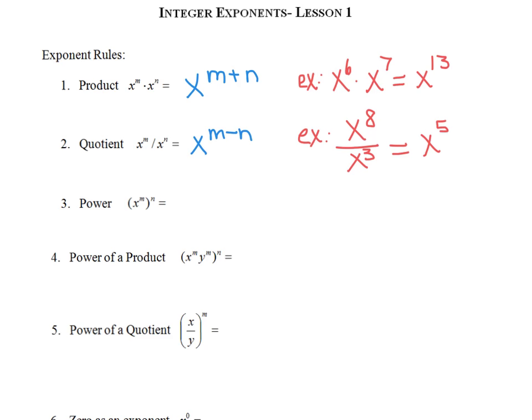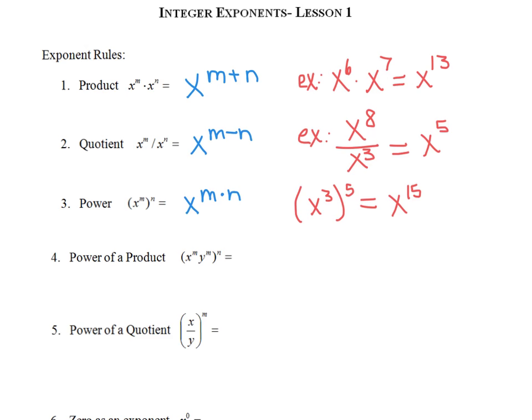For the third rule, we're raising a power to a power, and when we have a power raised to a power, we multiply those powers together. So this will be x to the m times n. For example, if we have x to the 3rd raised to the 5th power, multiplying those exponents together, we get x to the 15th power.